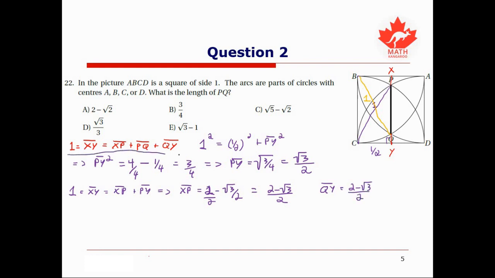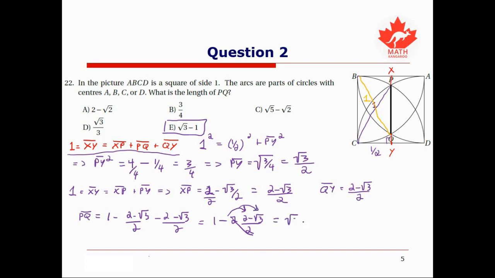Plugging all of this into our red formula from the beginning, PQ is 1 minus (2 minus root 3 over 2) minus (2 minus root 3 over 2), which is 1 minus 2 times (2 minus root 3 over 2). But the 2 in the numerator and denominator cancel, and once we distribute this minus sign throughout, we're left with a final answer of root 3 minus 1. And thus the answer to our question is E.